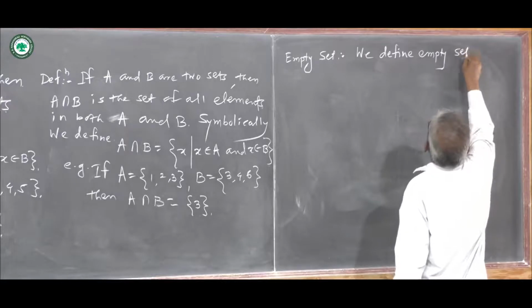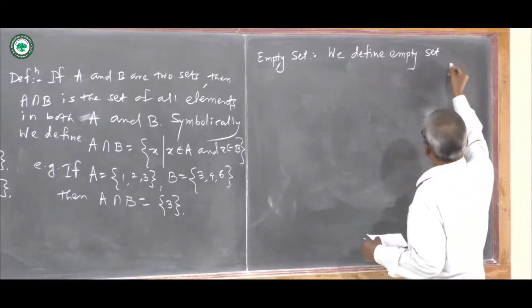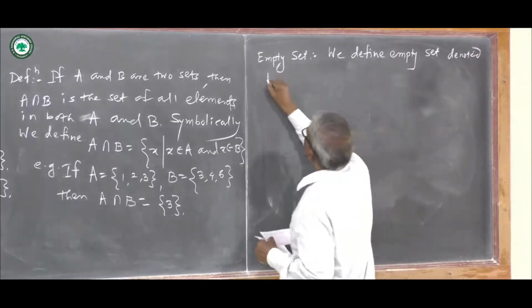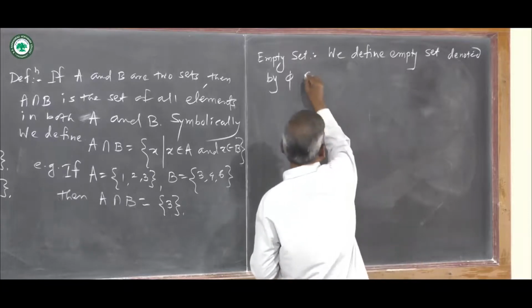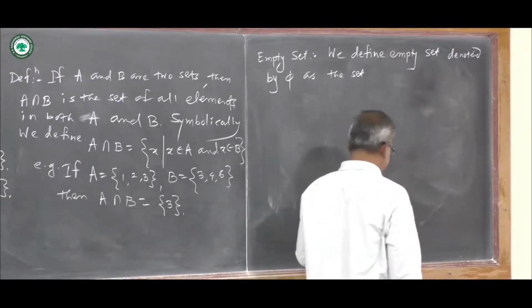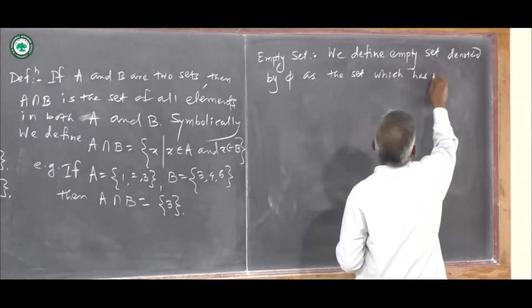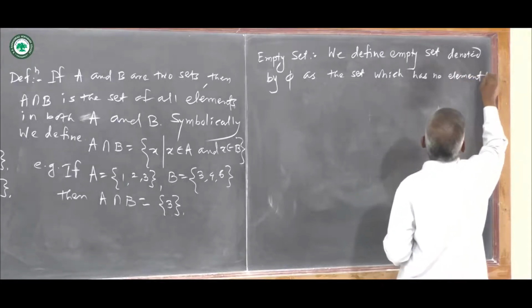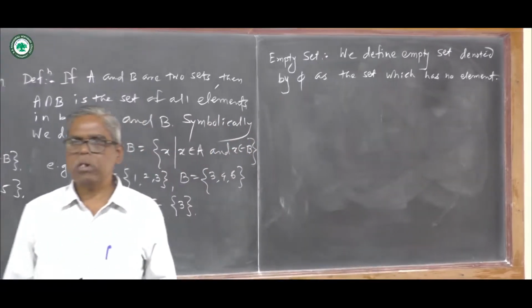The empty set is denoted by the Greek letter phi, as the set which has no element. The set which has no element is called the empty set.